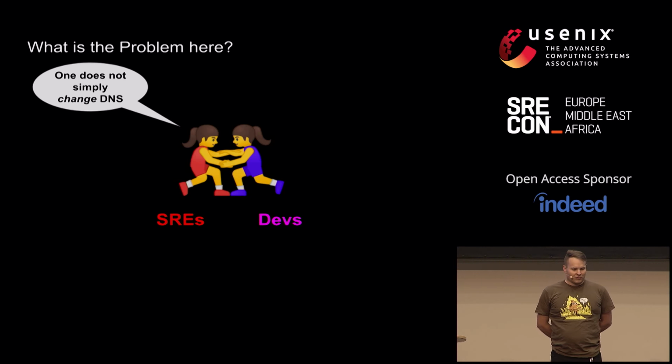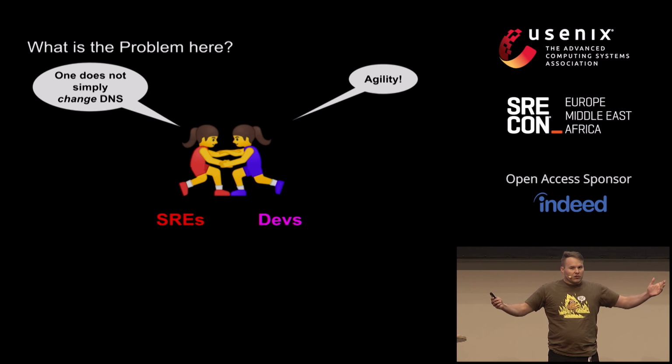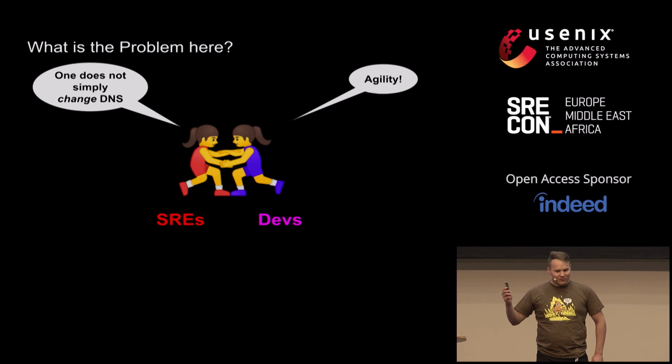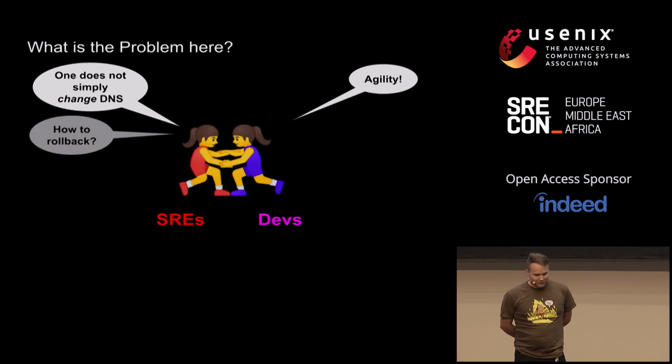Don't change DNS. And the devs were, agility. I have deadlines. I have a product owner. I need to develop. I need to change something. I need to divert traffic from service A to service B. SRE is in my way.